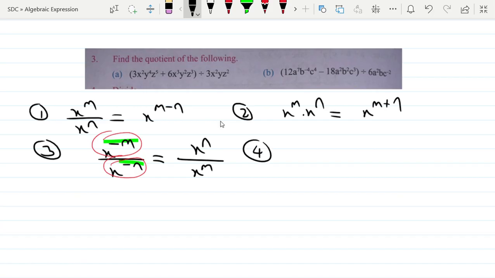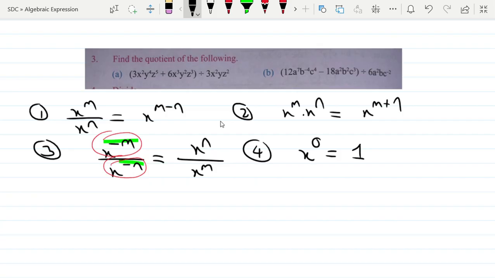Now another rule is the zero power rule. For any base, if its power is zero, its value becomes 1. We can prove it, but I'm not showing it now. Just keep it in mind that if any base has power 0, its value is 1. It has some limitations also, but we are doing grade 7, so it's not needed to talk about that. You'll be learning that later.